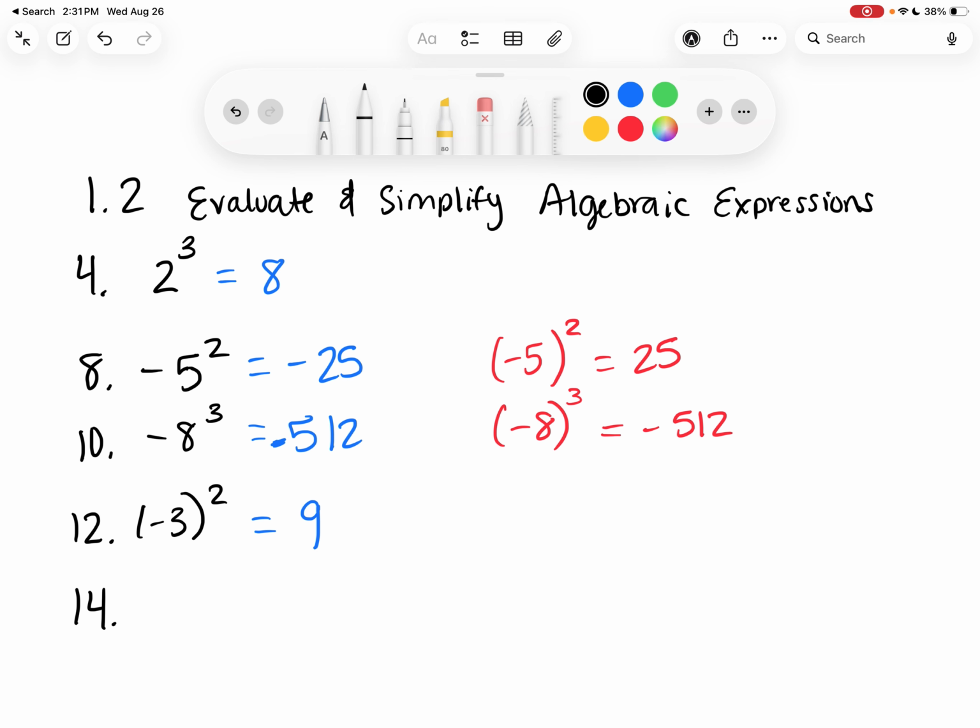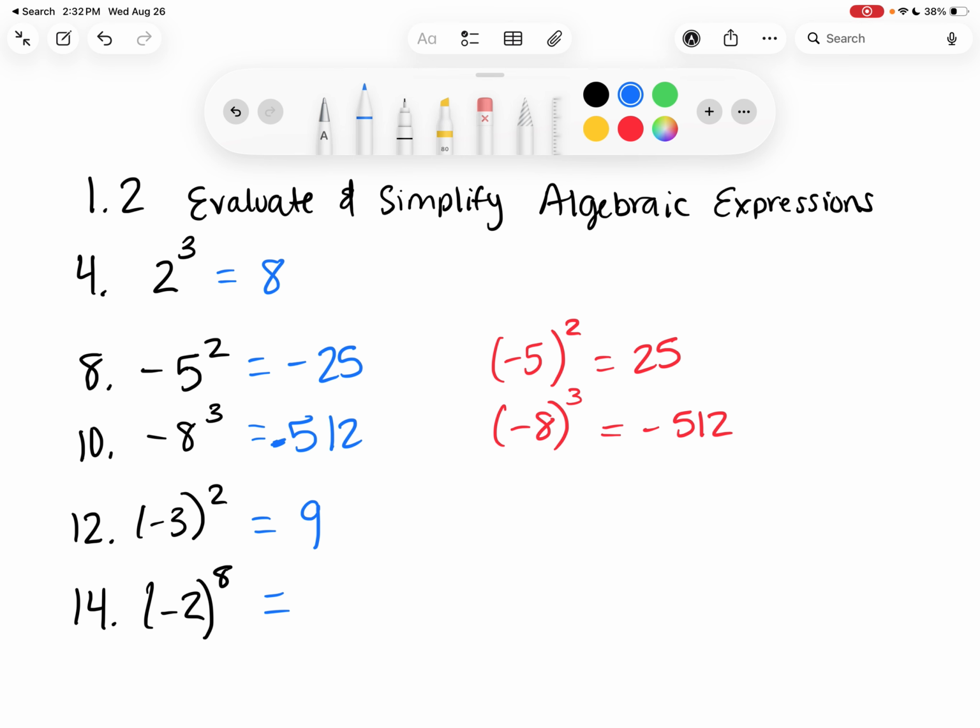Number 14, -2 to the 8th. Make y'all think a little bit. Don't use your calculator. Put that thing away. That was allowed for those conversion problems, and that was it. We don't use a calculator to multiply.